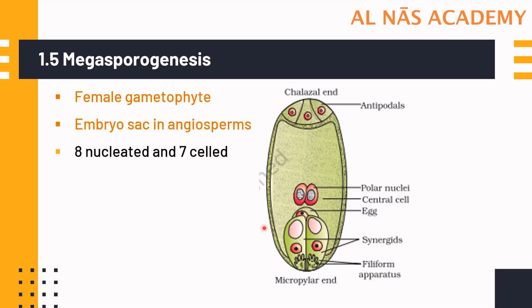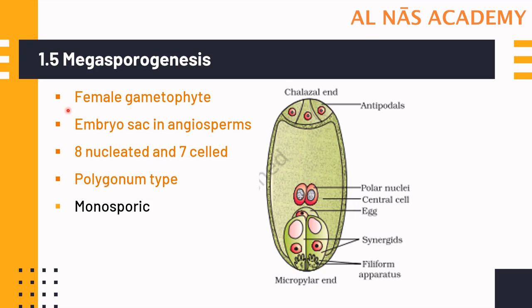So let us quickly count the nuclei and the cells. First we will count the nuclei. So 1, 2, 3, 4, 5, 6, 7, 8. So 8 nuclei. Let us quickly count the cells. 1, 2, 3, 4, 5, 6, and this is the central cell. So 7 cells. Such a type of embryo sac is called polygonum, and it is also called monosporic.